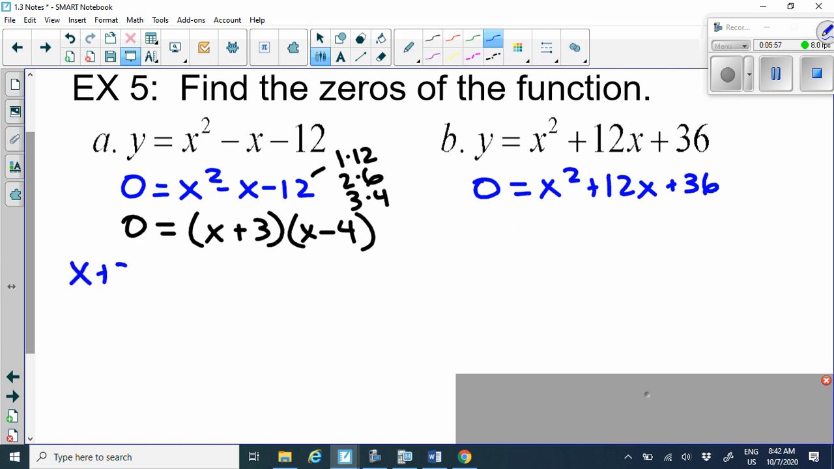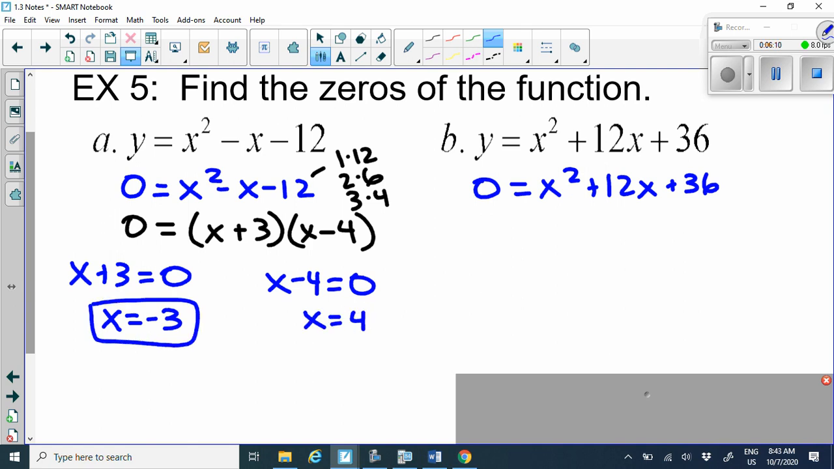So I have x plus 3 and x minus 4. And remember, x plus 3 and x minus 4, those are what we call factors. So I get x equals negative 3 and x equals 4. So those are my two solutions, two roots, two zeros, or two x-intercepts. So if we had to graph this, this means that we would cross the x-axis at negative 3, 0 and at 4, 0. Okay, let's try B here.